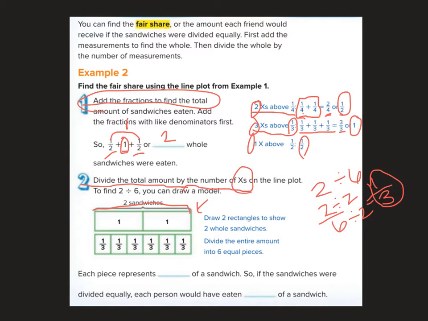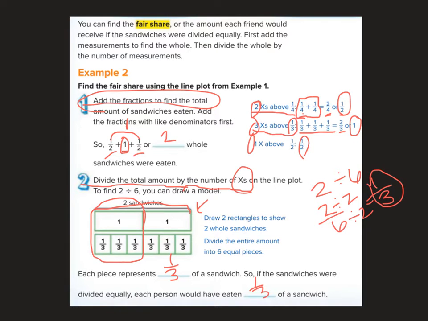We can do it the model way too. I have 2 wholes. I need to divide those 2 wholes into 6 equal pieces. Each whole needs to be divided into 3. And so that means each person gets 1/3 of a sandwich. So if the sandwiches were divided equally, each person would have eaten 1/3 of a sandwich, which isn't too much to ask. To cut a sandwich into 3 pieces, that wouldn't be too bad.